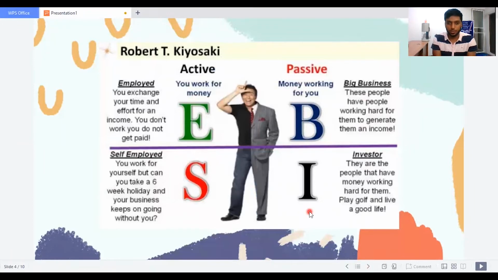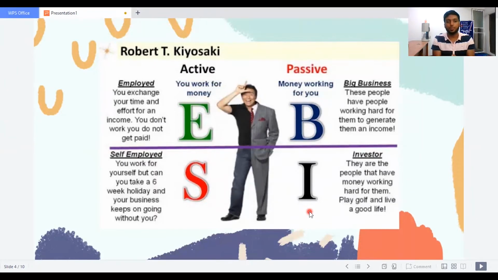Robert T. Kiyosaki also said that there are two types of income earners: active income earners and passive income earners. You might see the employed, you exchange your time and effort for an income. If you don't work, you do not get paid. So these people always complain, I work, month end, the salary is not enough. They will say I should do overtime so I can increase my salary. This is the mindset they have.